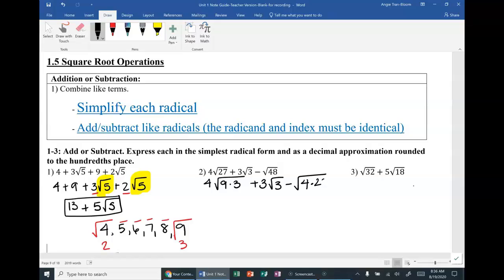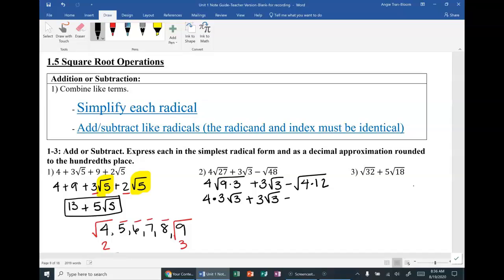Sorry, not 20. I meant 12. Okay. So 12. There you go. So from here, we can simplify a little bit further. So 4 times square root of 9 is going to be 3. I'm left with a 3 under the radical still. 3 times square root of 3 is the simplest that you can have.